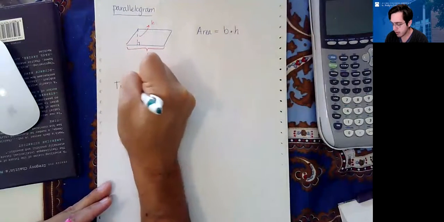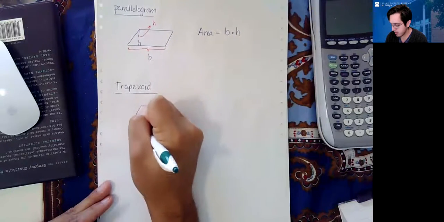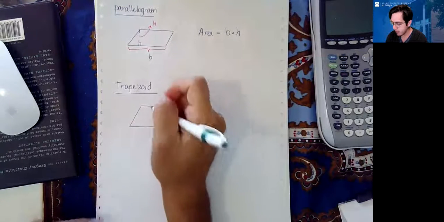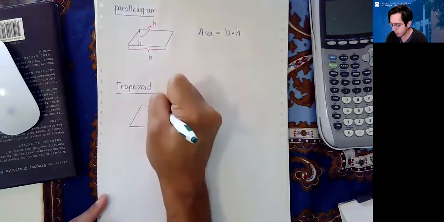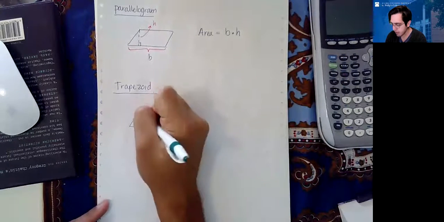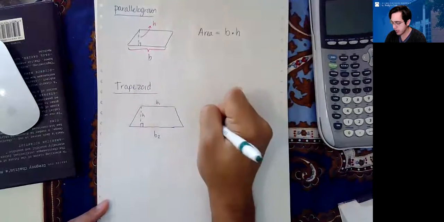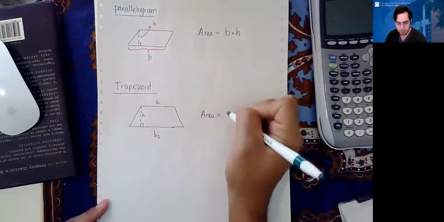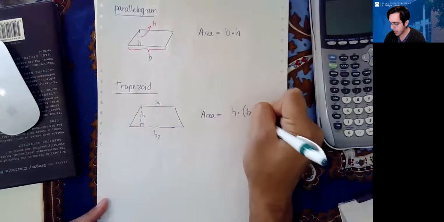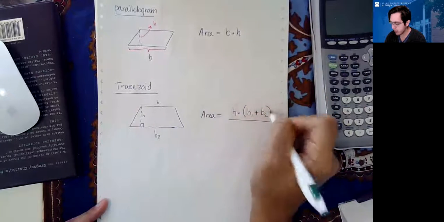And then the trapezoid, which looks something like this, is a little bit more complicated because we have one side, which we might call the first base. The bottom side we might call base 2. And then we need the height also. So H. So to find the area for a trapezoid, we need to multiply the height times the sum of the bases, base 1 and base 2. And then you divide all of that by 2.